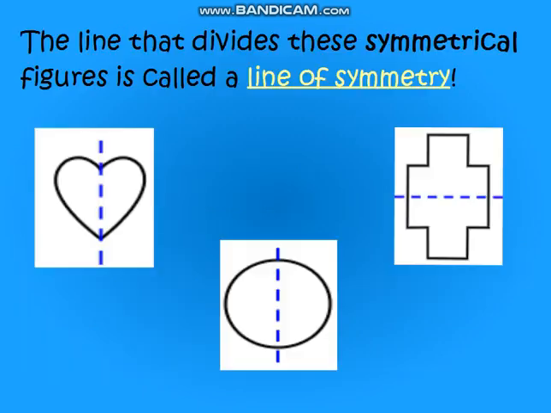Let's have a look at these shapes. Can you see these shapes, guys? This line that divides them into two identical parts, we call it a line of symmetry, because these lines act exactly like a mirror, dividing a shape into two identical shapes. They look exactly the same, like in the shapes.